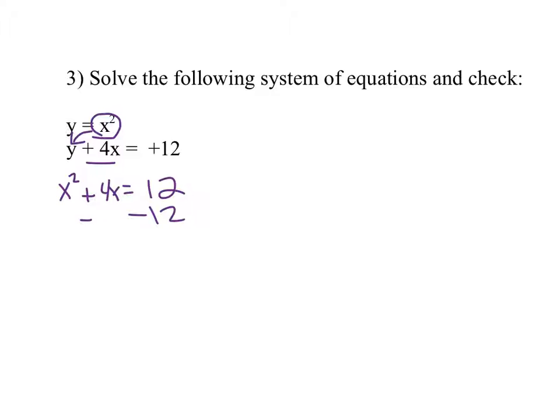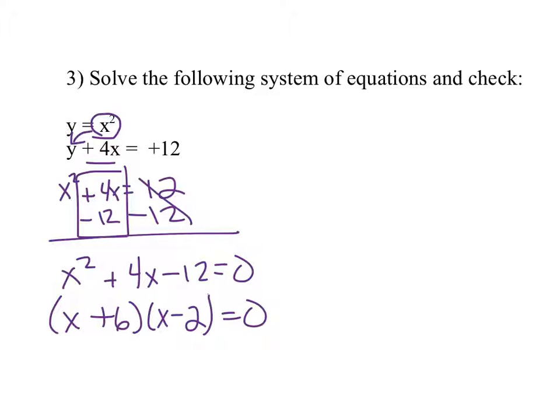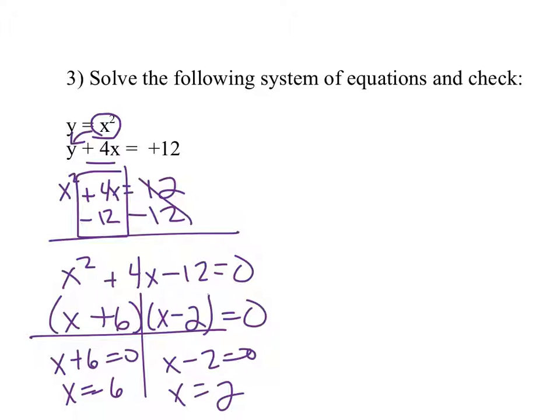So we subtract 12, x squared plus 4x minus 12. Remember, these are not like terms, cannot combine those, so we just factor. Let's see, x plus 6, x minus 4. Oh, no, not 4, 2. T-chart, x plus 6 equals 0, so x is negative 6. X minus 2 equals 0, so x equals 2.